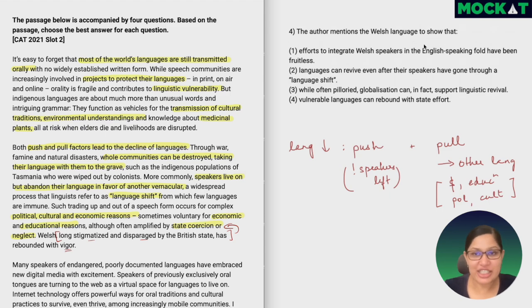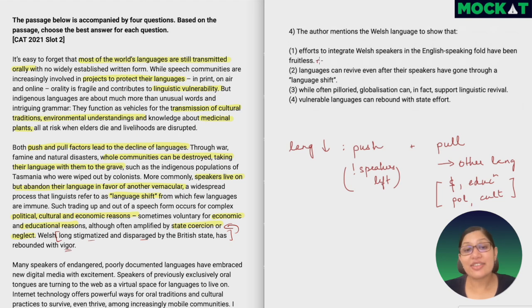The author mentions the Welsh language to show that efforts to integrate Welsh speakers in the English-speaking fold have been fruitless. This is factually correct. If we make it fruitless now, because now it has rebounded, but for long it was something which was disparaged and people were even stigmatized, right? It was like a stigma. So probably at that time people did somewhere speak English more than Welsh. So I would not go for this. Let's see if there's something better.